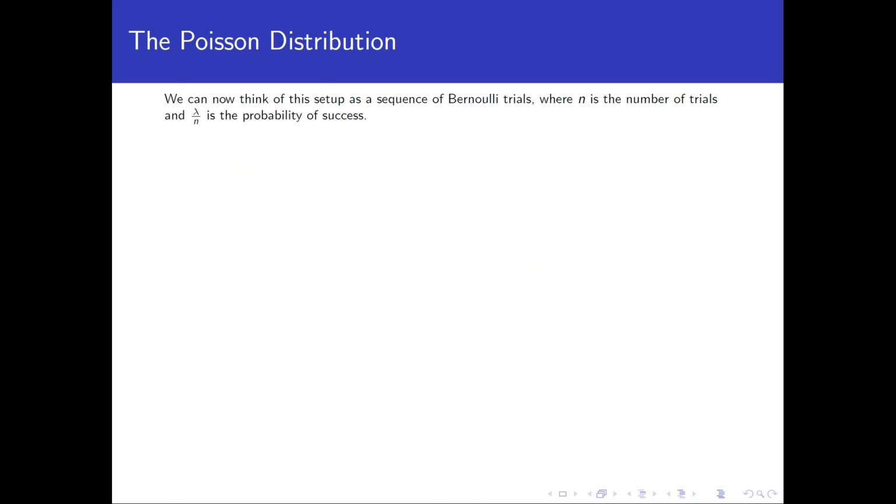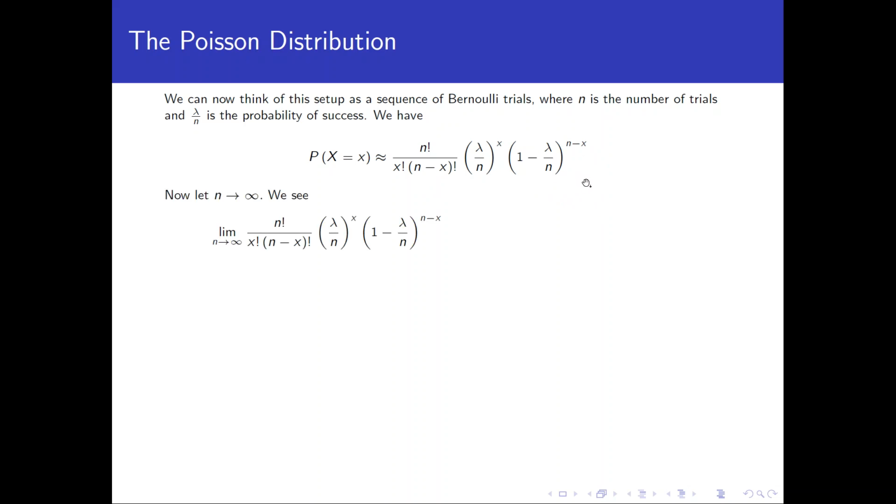So we can think of this as a sequence of Bernoulli trials. n is the number of trials. Lambda over n is the probability of success. So let's see what we have. From our binomial distribution, it's an approximation here because we're using the binomial to approximate the probability. So we have n choose x, so this is just our formula for n choose x. Lambda over n to the x times 1 minus lambda over n to the n minus x. This is just our PMF for the binomial distribution.